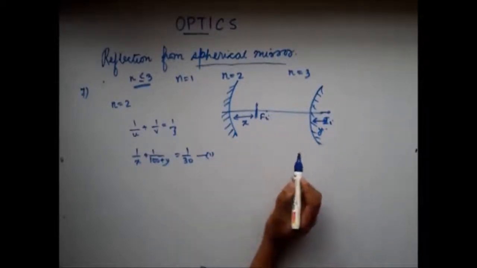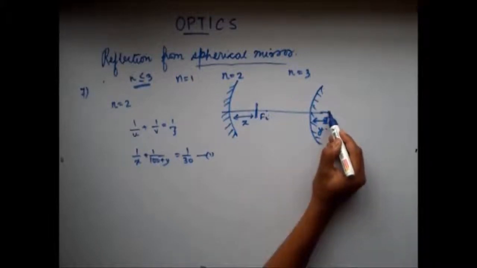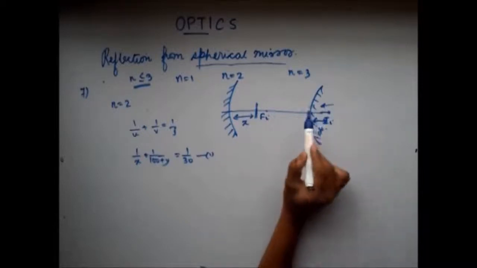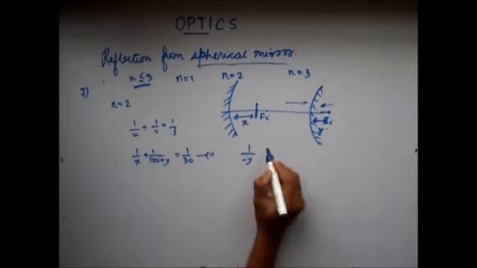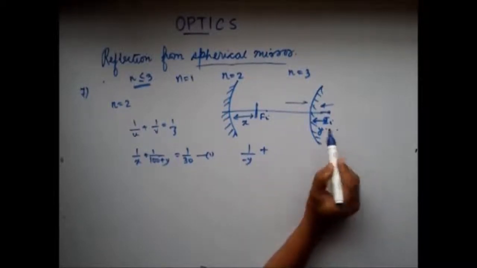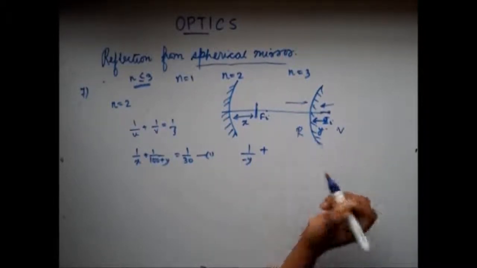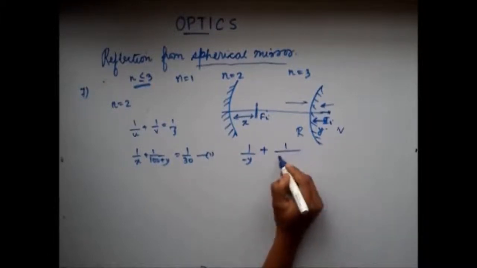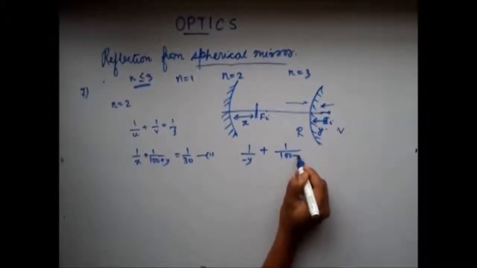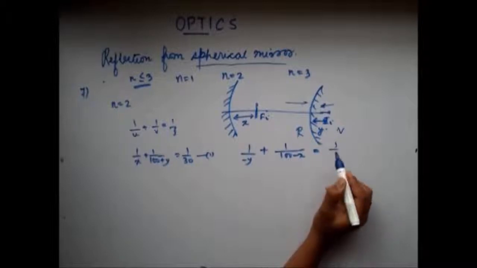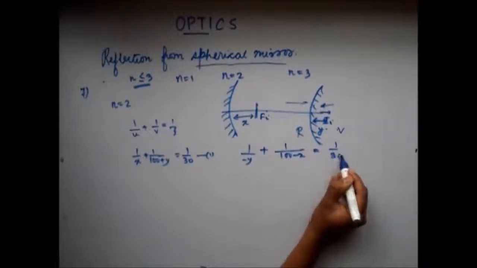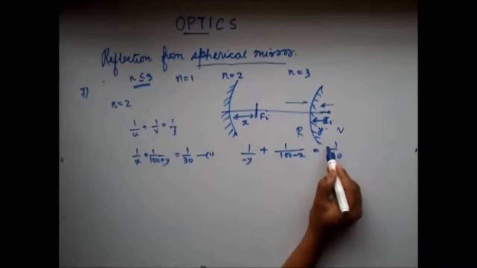Now, for the convex mirror, where is the object? The object is here. To move from the object to the mirror, I move in this direction, but the incident ray is in this direction. So, my u is negative. So, 1 by minus y. This is the virtual space, this is the real space. My final image lies in the real space, so it is positive. And what is that? 100 minus x, I guess. Yes, 100 minus x, right? This is equal to 1 by 30. Is it positive or negative?